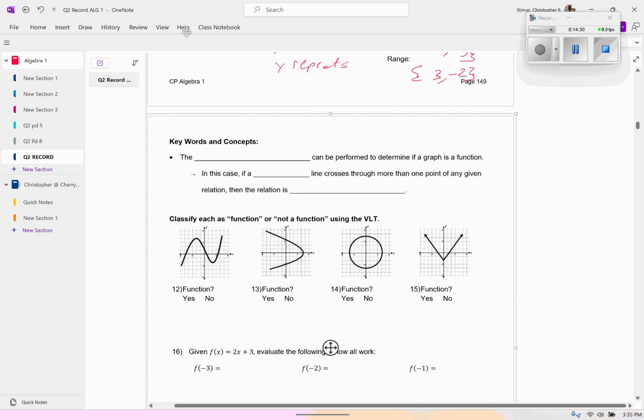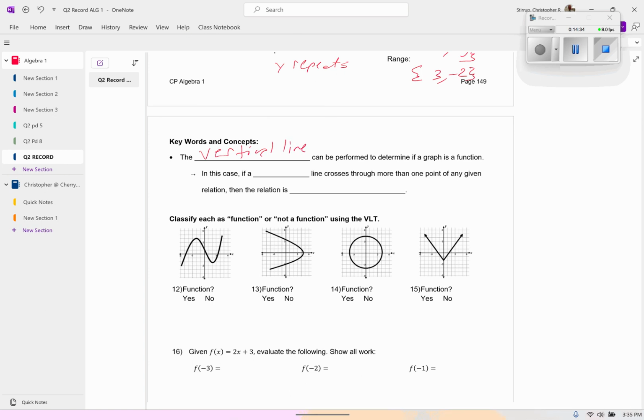The vertical line test can be performed to determine if a graph is a function. In this case, if a vertical line crosses through only one point of the given relation at a time, it is a function. Okay, so if I drew a whole bunch of vertical lines here, let's just pretend I can draw straight up and down. The vertical line only goes through one point, so this is a function.